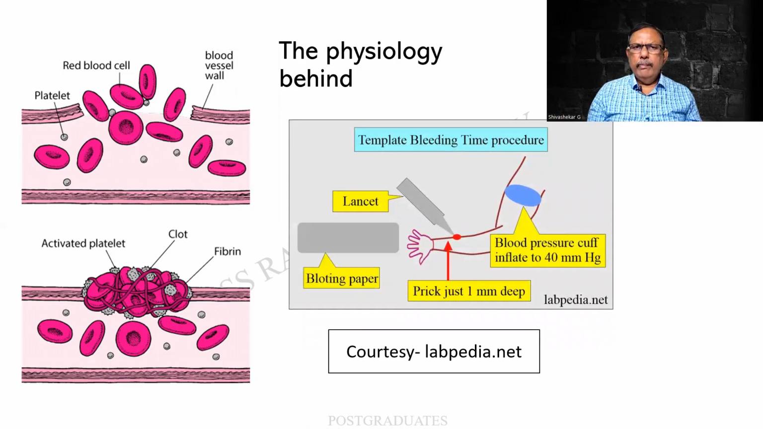Now we go on to the bleeding time. This instrument is called the lancet. The lancet has got a sharp cutting edge and it is designed so that you do not over penetrate. There is a blotting paper which you should have in mind. The test is done at the forearm on the anterior side and the BP cuff is inflated up to 40 millimeters of mercury. The prick has to be 1 millimeter deep and because of the cut, it can be a few millimeters wide.